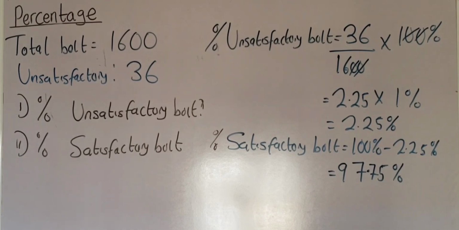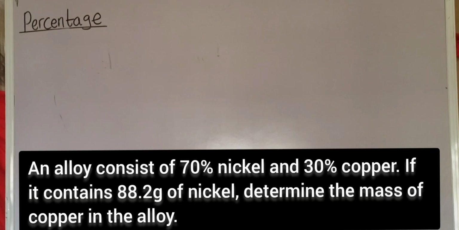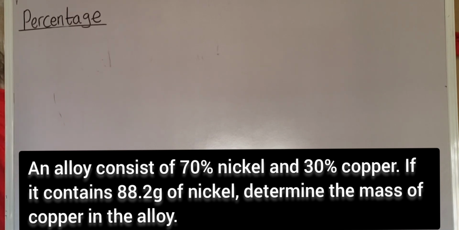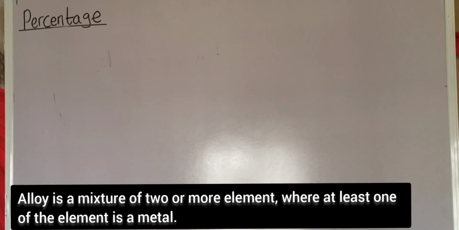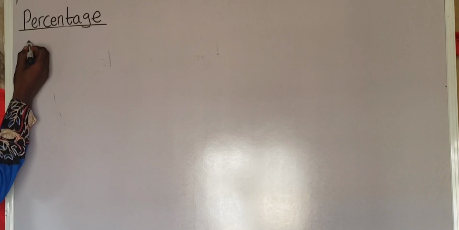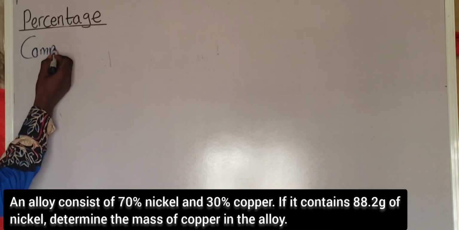Let's take another question. An alloy consists of 70% nickel and 30% copper. If it contains 88.2 grams of nickel, determine the mass of copper in the alloy. Do you understand? Let's start by writing out the parameters that we are given in the question. Okay, we are given that the alloy consists of 70% nickel.